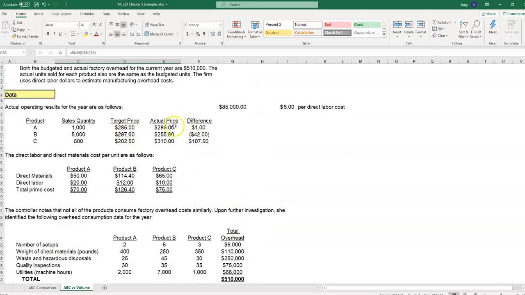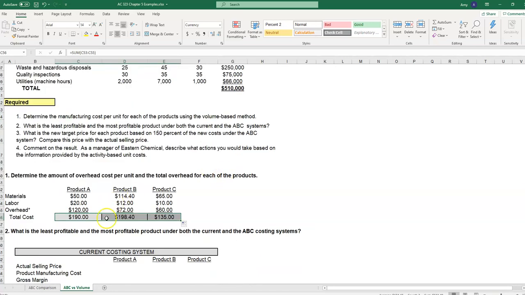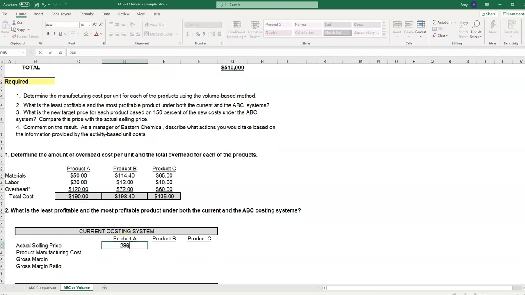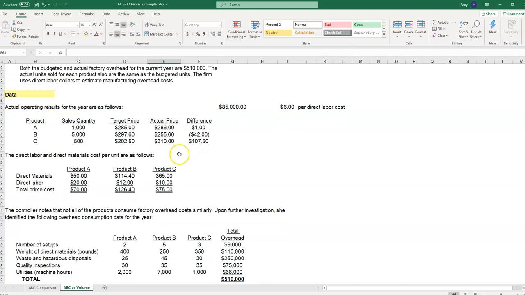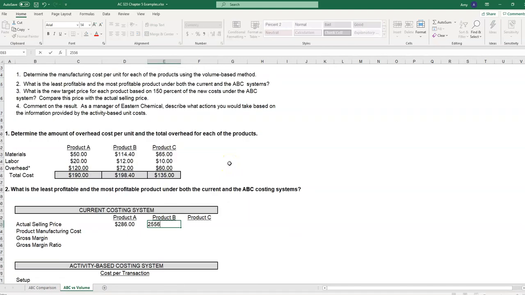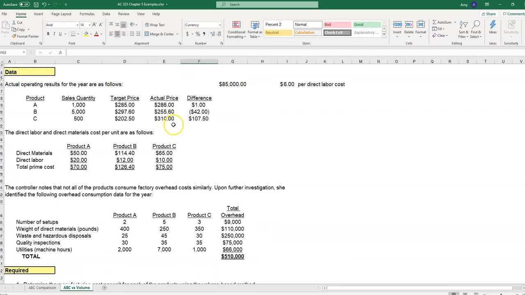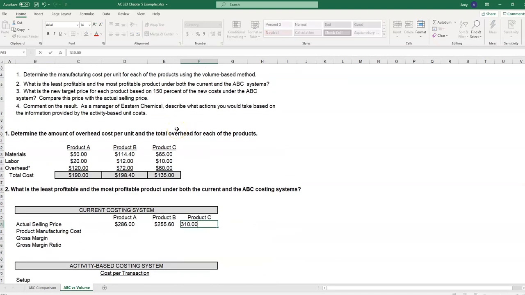So we have the actual selling prices up here for A, B, and C. Our actual selling price for A is $286, and for B is $255.60. And for product C, $310. Our product manufacturing costs, we just calculated in part 1. We have $190 for A, $198.40 for B, and $135 for C.